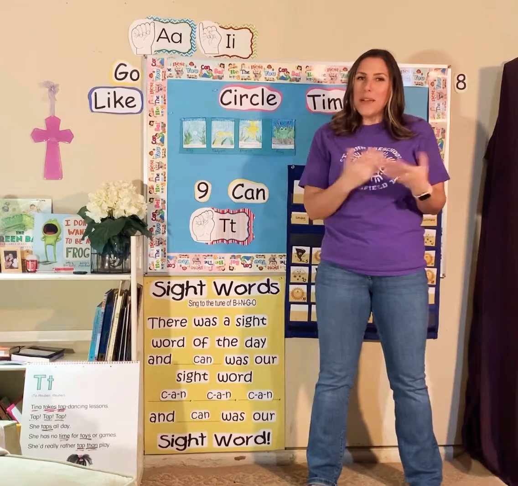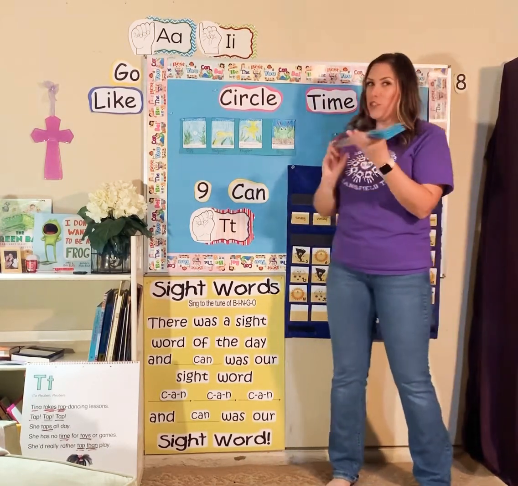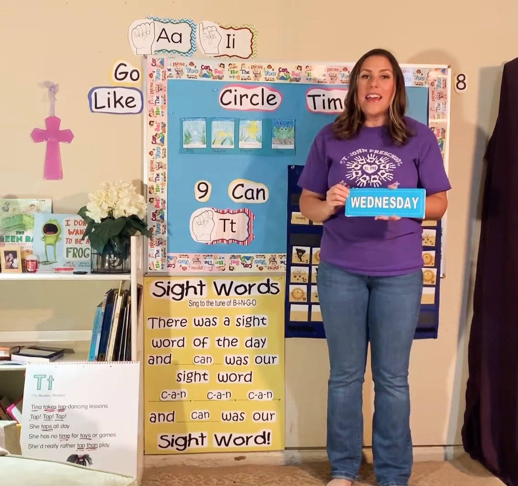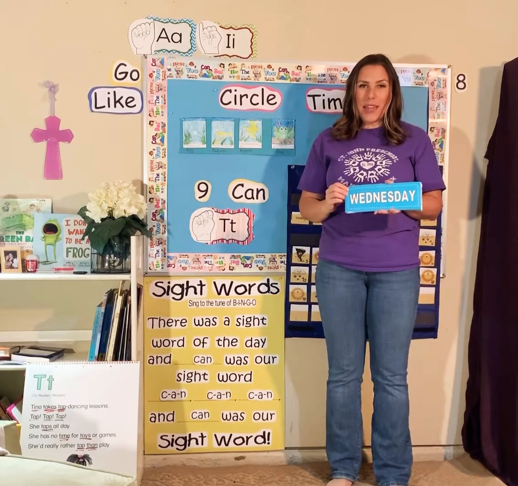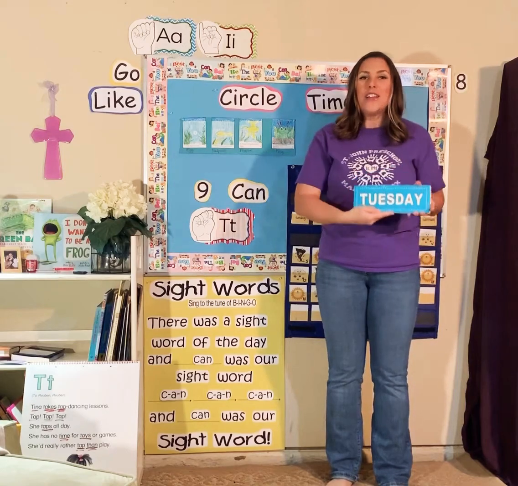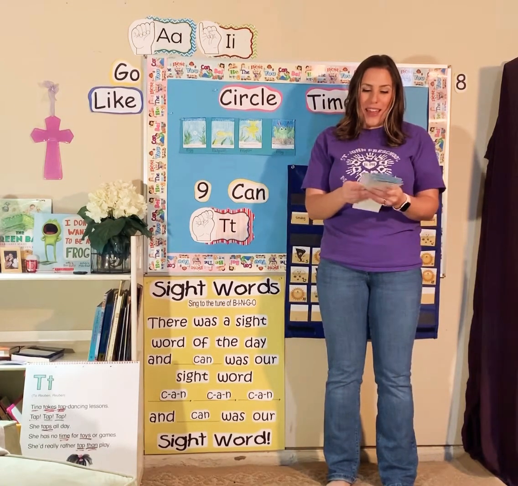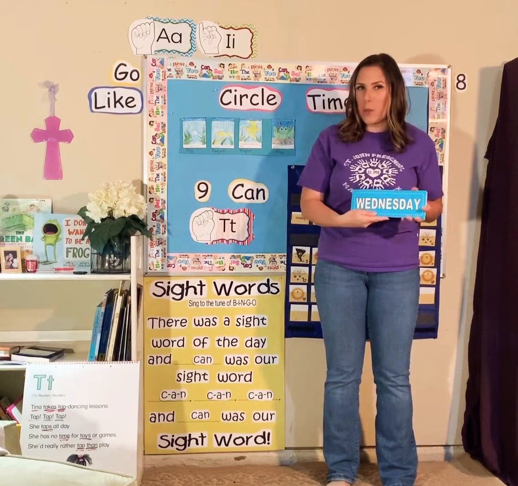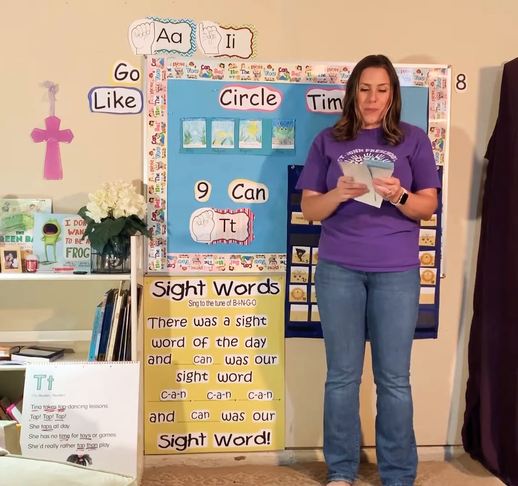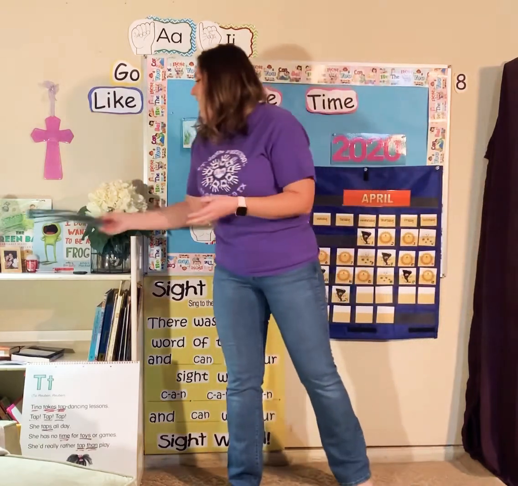All right, friends, what day is it today? Did you say Wednesday? Good. Today is Wednesday. And if today is Wednesday, what day was yesterday? What day comes before Wednesday? Tuesday. Good job. Yesterday was Tuesday. Today is Wednesday. So that means that tomorrow will be Thursday. Excellent job, friends.